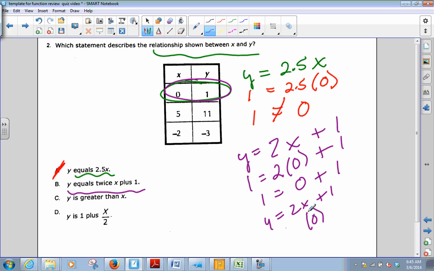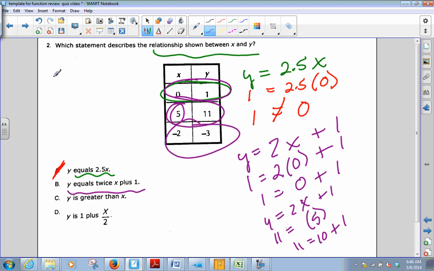If I put 0 in for x, I'm sorry, not 0. Now I need to try the second point, sorry. So I need to put 5 in for x and see if it works. So instead of 2 times x, now I'm going to do 2 times 5 and see if it gives me the 11 I'm looking for. So 2 times 5 is 10. 10 plus 1 is 11. So I've got a pretty good idea this is probably the right one, but I'm going to just triple check.